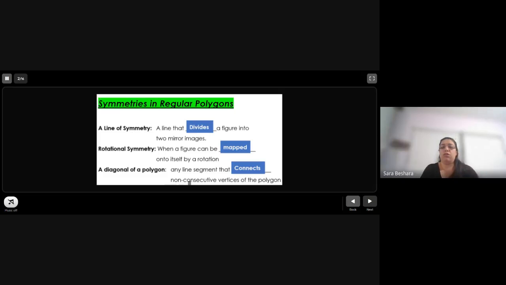A line of symmetry is a line that divides a figure into two mirrored images. The rotational symmetry, which is something we'll talk about, is when the figure can be mapped onto itself by rotation. And I'll show a quick animation of that. A diagonal of a polygon is any line segment that connects non-consecutive vertices of a polygon, which I will also show, what each thing means.